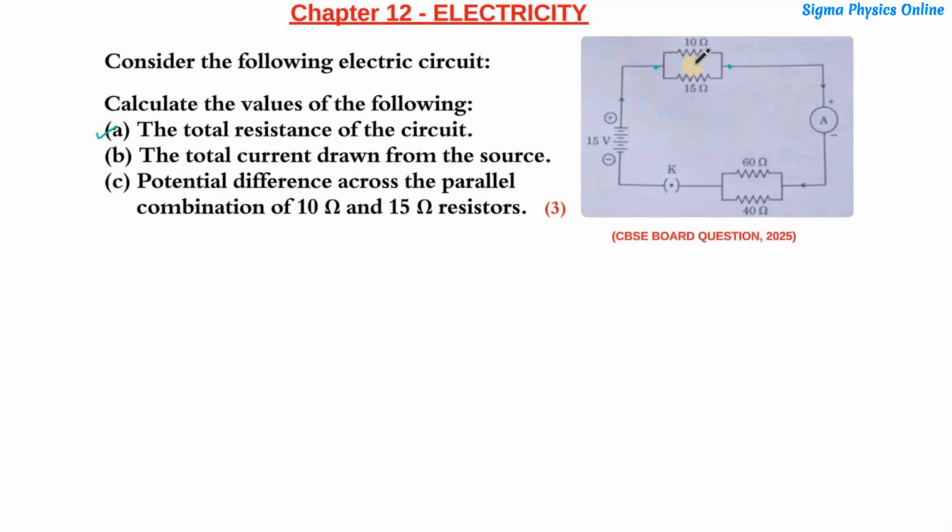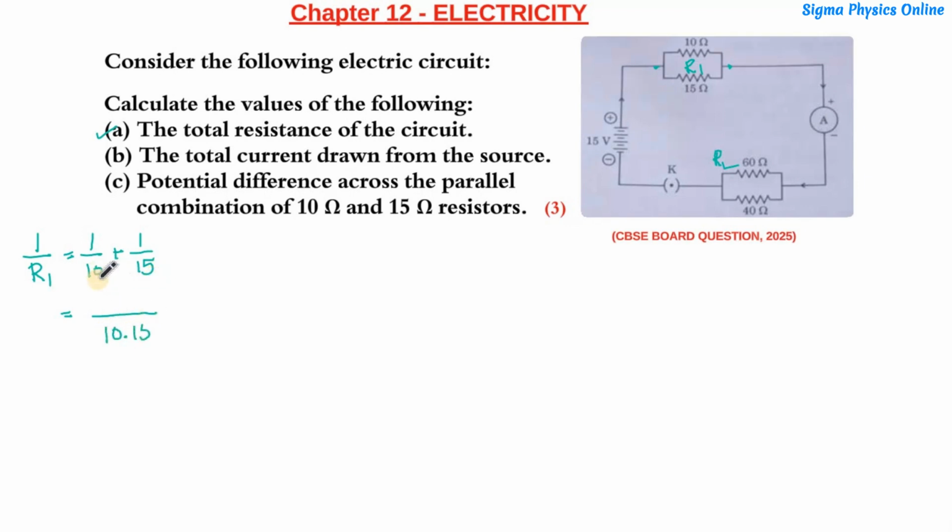Now you see in this part, let us name this part of the branch as R1 and this part as R2. Now R1 has 2 resistors, 10 ohm and 15 ohm, connected in parallel. So let's find out the equivalent resistance of R1 and then we'll find out the equivalent resistance of R2. So for R1 we have 1 by R1 is 1 by 10 plus 1 by 15, because these 2 resistors are connected in parallel.